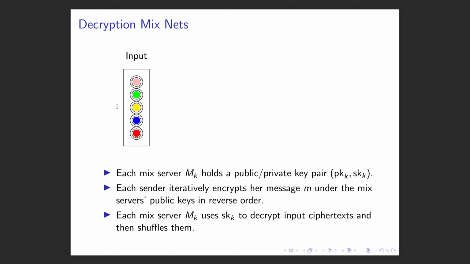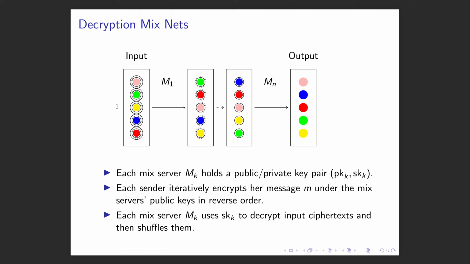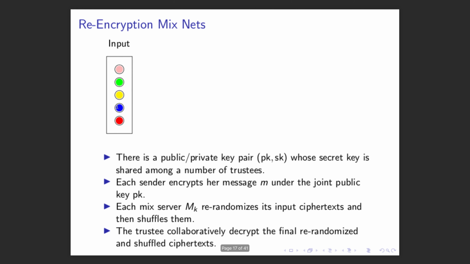So in a decryption mix net, each mix server holds a public and secret key pair, and each sender iteratively encrypts their message under the mix servers' public keys in reverse order. Then each mix server uses their key to decrypt the input ciphertexts and then shuffles them. Just to make this a bit more explicit in the image, here we have our nested ciphertext. You can think of these as Russian nesting dolls. Each mix server strips off one layer and permutes, and so on and so forth, until eventually the plaintext messages come out the other end.